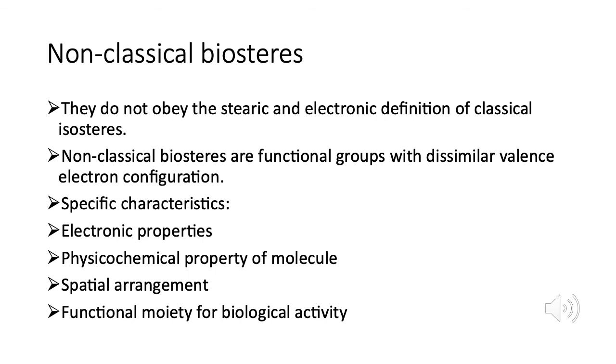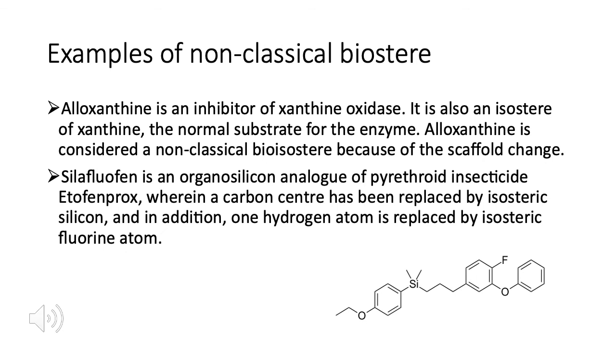Non-classical biosteres don't obey any steric or electronic definition of a classical biostere. They are non-functional groups with dissimilar valence electron configuration. They have specific characteristics: electronic properties, physicochemical properties of the molecule, spatial arrangement, and functional moiety for biological activity. An example of a non-classical biostere is alloxan. Alloxan is an inhibitor of xanthine oxidase. It's also an isostere of xanthine, which is a normal substrate for this enzyme.